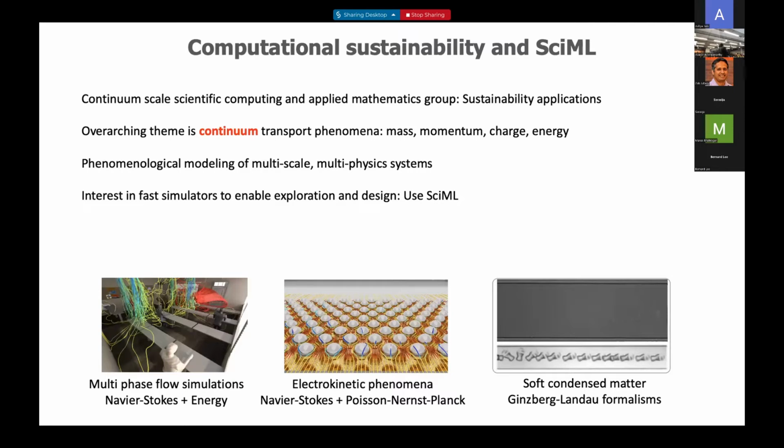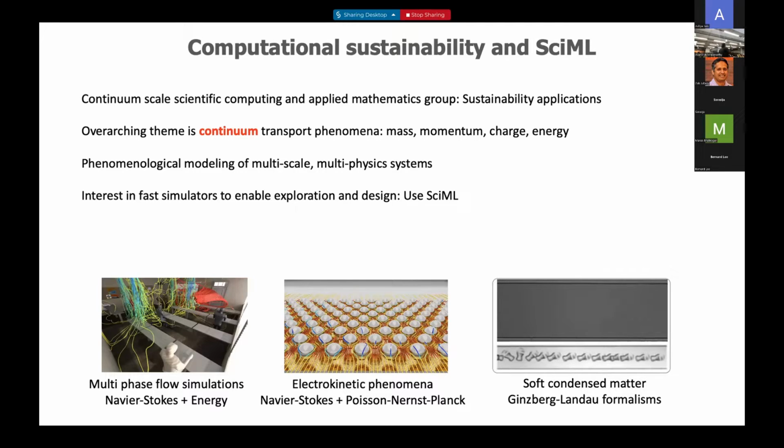Before that, a quick look at what my group does. My group is interested in continuum scale scientific simulations, primarily focused on sustainability applications. So the overarching theme is continuum transport. We look at mass, momentum, charge, energy, the second variable that Rose was talking about before.